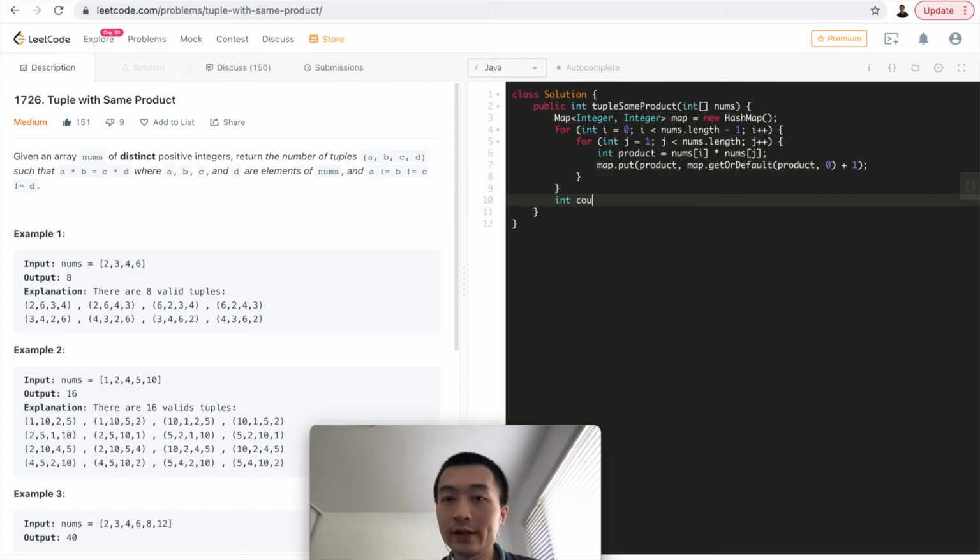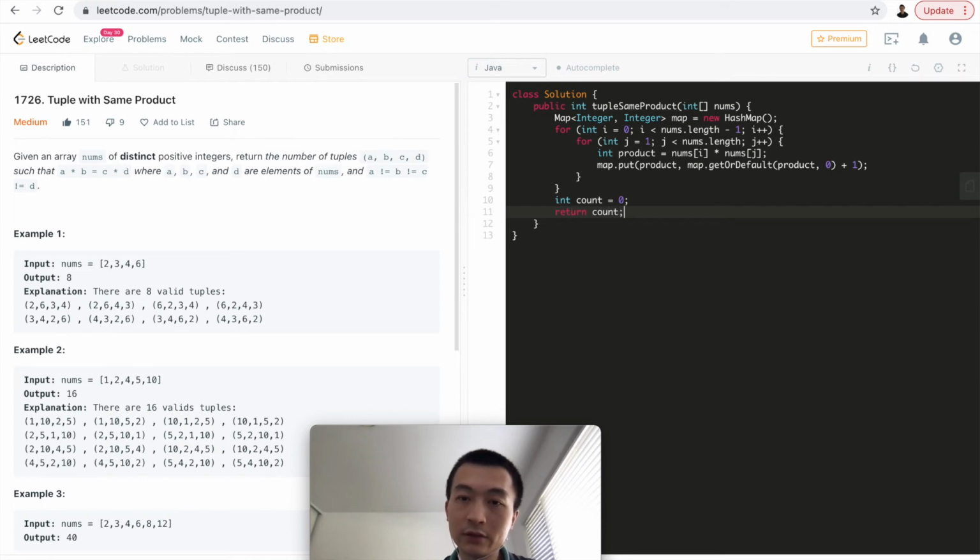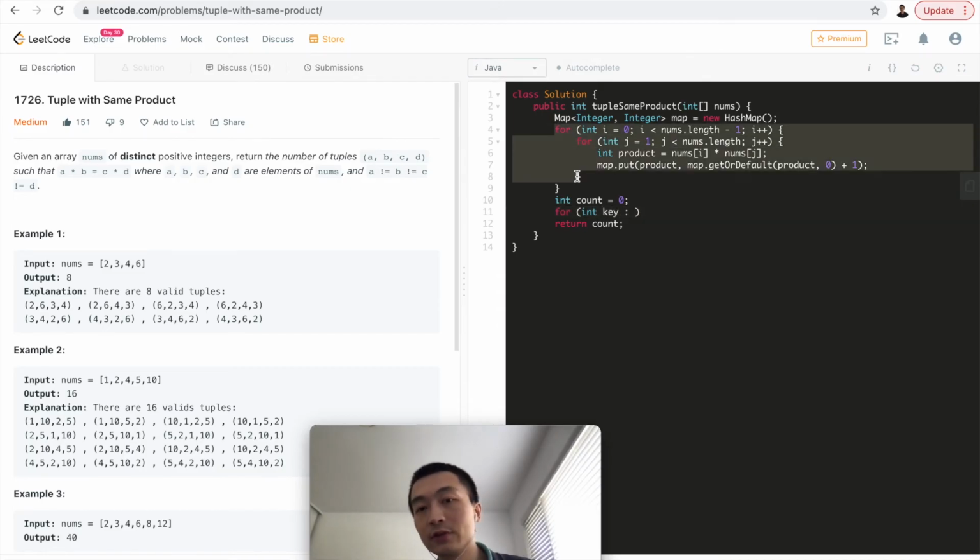And then we'll have another variable. This is the final count of total permutations. And then we'll just go through. So first, with this nested for loop, we have built out the hash map. The key of the hash map, again, is going to be the distinct product of every single pair multiplied together. What is the product that is going to produce? And then the value of the hash map is the frequency of how many pairs in this given integer array that could be multiplied together to form this product.